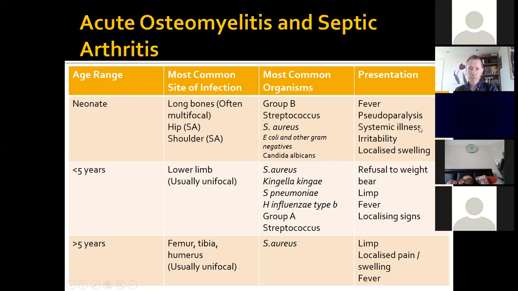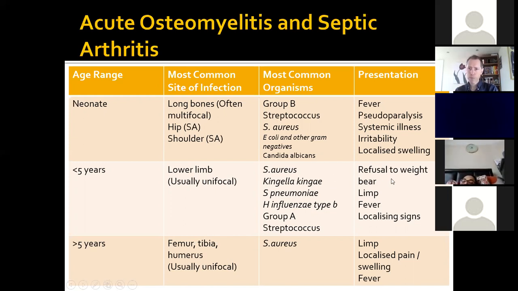And the presentation can be very difficult in neonates, so it may be very non-specific. You may have a pseudoparalysis, but often it's picked up a bit later. In under 5-year-olds, it's usually the lower limb, usually unifocal, and most commonly it's Staph aureus. But Kingella kingae is a significant cause in this age group, and I'll tell you a little bit more about that organism in a moment.